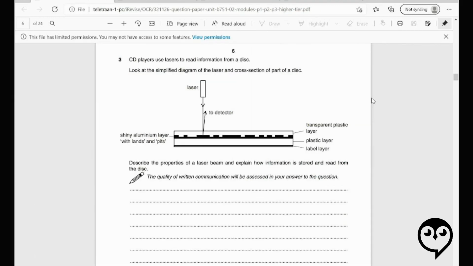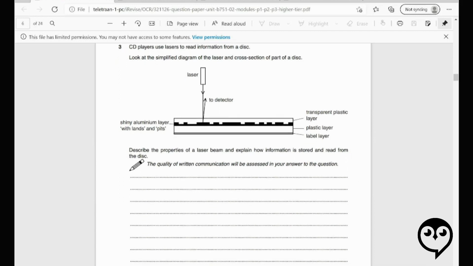Okay, and I've got another OCR. This is a Gateway Science paper, modules 1, 2, and 3. This is a June 2015 higher tier. So this question is about how a CD player works, basically. You've got a laser and you've got a detector. You've got lands and pits.